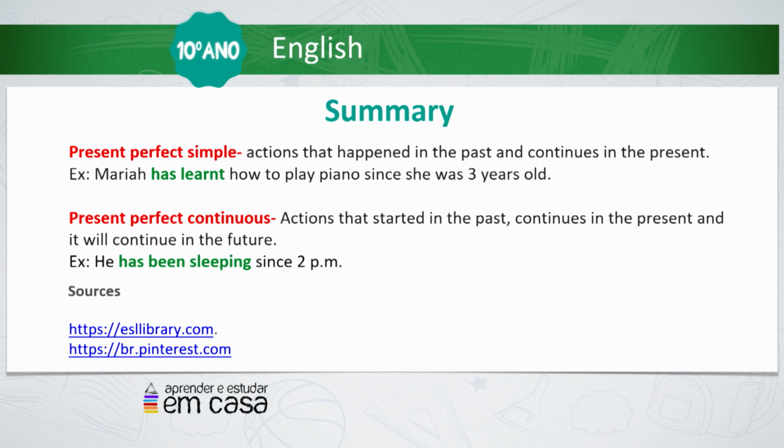Remember, students, we have the auxiliary verb to have, and it changes according to the subject. And remember that we use the past participle of the main verb. For the regular verbs, we just add an ed, and for the irregular verbs, we have the list of the verbs. Then we learned about the present perfect continuous that talks about actions that start in the past, continue in the present, and will continue in the future. For example, he has been sleeping since 2 p.m. Has, because we have the subject he, and as we are dealing with a present perfect continuous, we need to add an ing to the main verb.